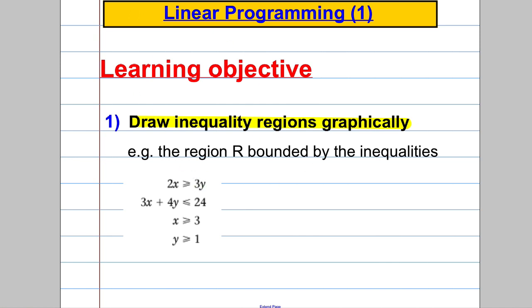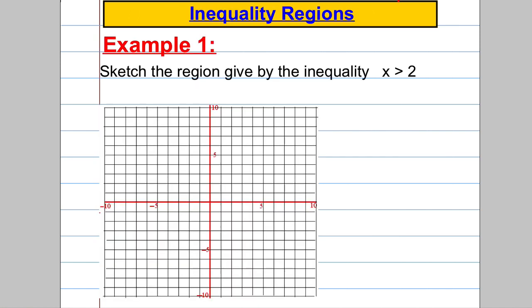So for example, I'd like us to be able to draw the region bounded by the inequalities 2x is bigger than or equal to 3y, 3x plus 4y is less than or equal to 24, x is bigger than or equal to 3, and y is bigger than or equal to 1. So I'd like us to plot those inequalities on a graph and show the region bounded by all those conditions. So let's start nice and simply.